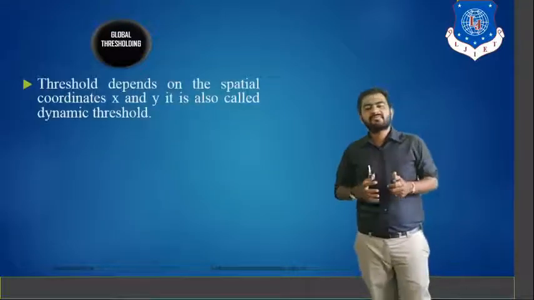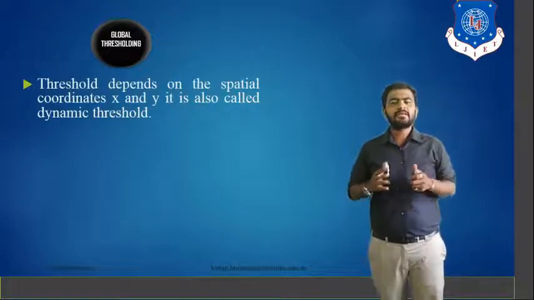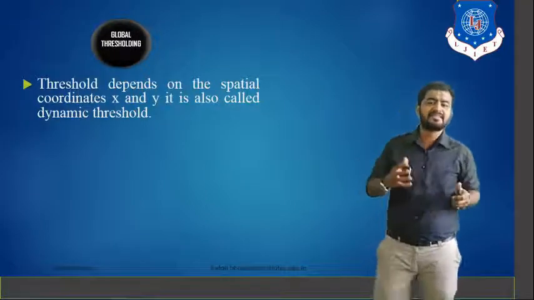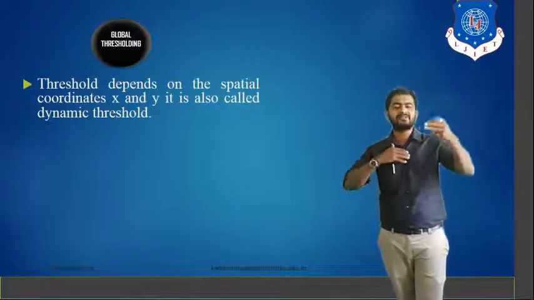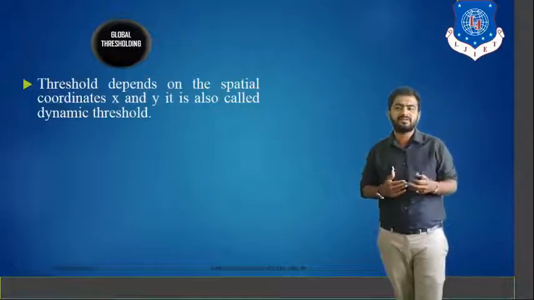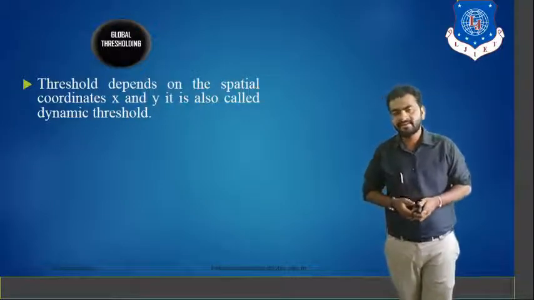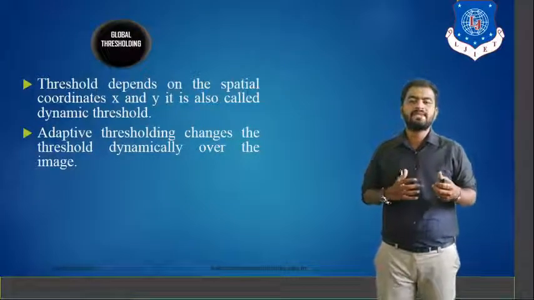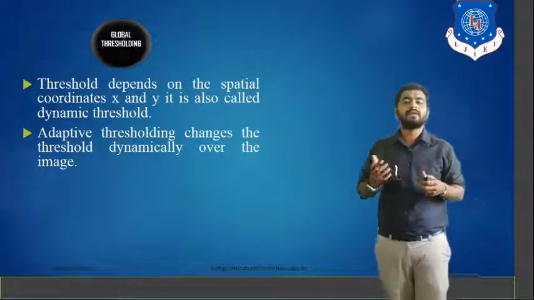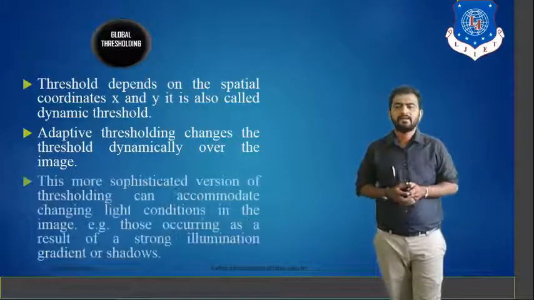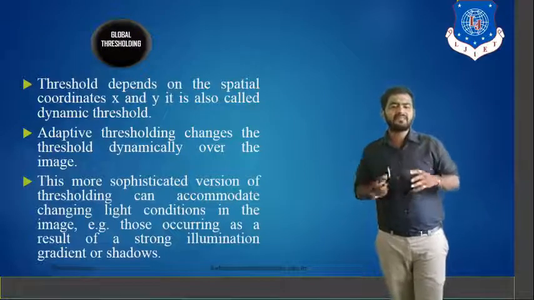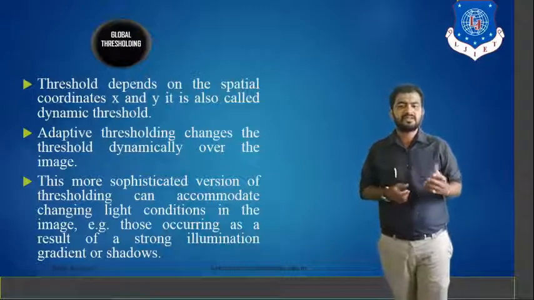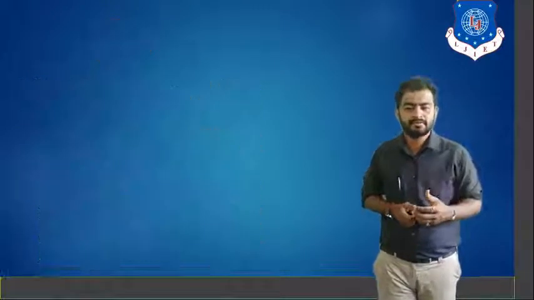Now we're talking about global thresholding. The thresholding depends on the spatial coordinates x and y, and it's called dynamic thresholding. Next, in global thresholding, it depends on the range, or we can say on the window that we have in terms of x and y. Adaptive thresholding changes the threshold dynamically over the image. So it will change the value according to our image value. These more sophisticated versions of thresholding can accommodate changing light conditions in the image. It means those occurring on strong and shadowing portions.